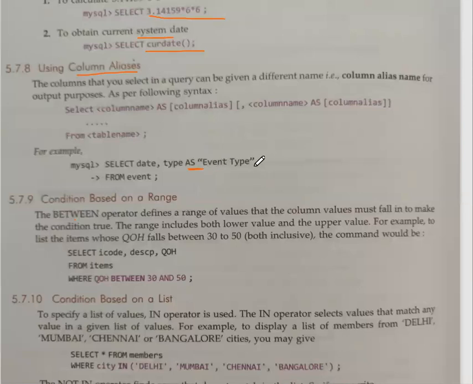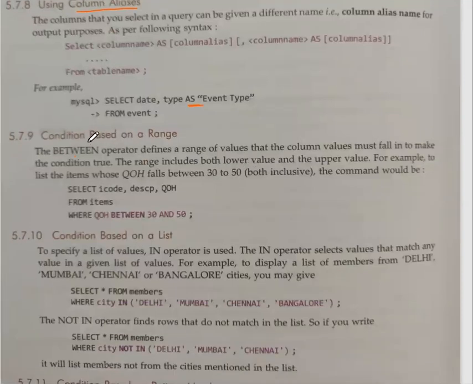If you are using as over here, then after as you can write whatever new name you want for the column. Then we have condition based on the range, basically the use of the between clause. Now see, when we talk about the between clause, remember boundaries are included. Over here it is written 30 to 50, both inclusive, which means it is just like greater than or equal to 30 and less than or equal to 50. So remember the boundary values 30 and 50 are included. It means from 30 till 50, whatever information I have for QOH, all of it will be displayed over here.